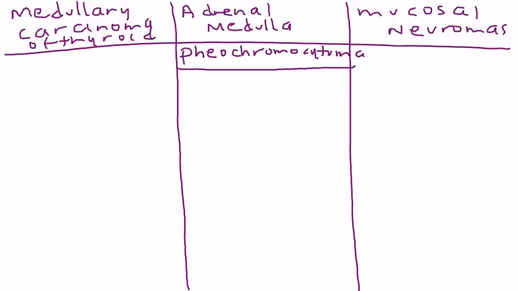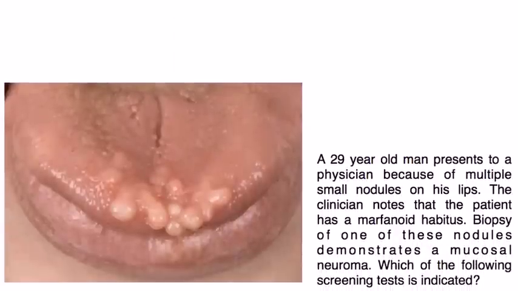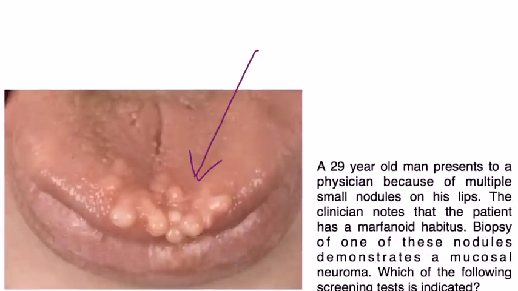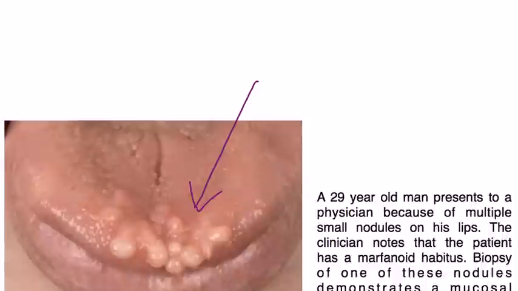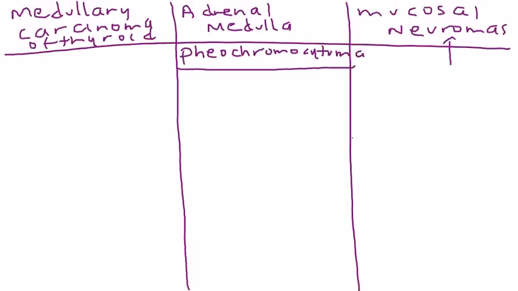So what kind of presentation would you get? Well, first I'll show you a picture of this to give you an idea of what it is. These are neuromas, as you can clearly see. These are small bumps on the lips or tongue or mucosa. They can occur also on the eyelids, and they can also occur in the intestine as well. And if they occur in the intestine, they can cause GI problems. But that's what the neuromas are referring to.